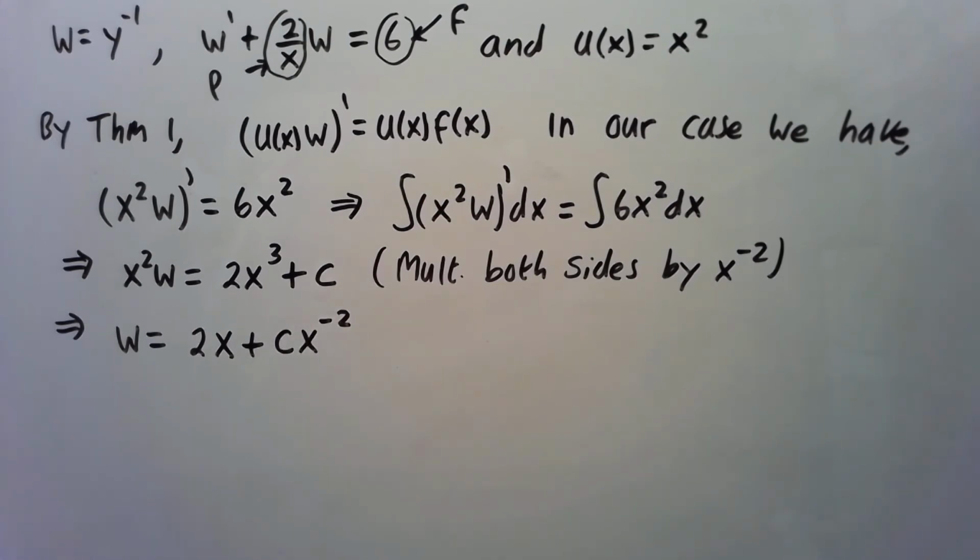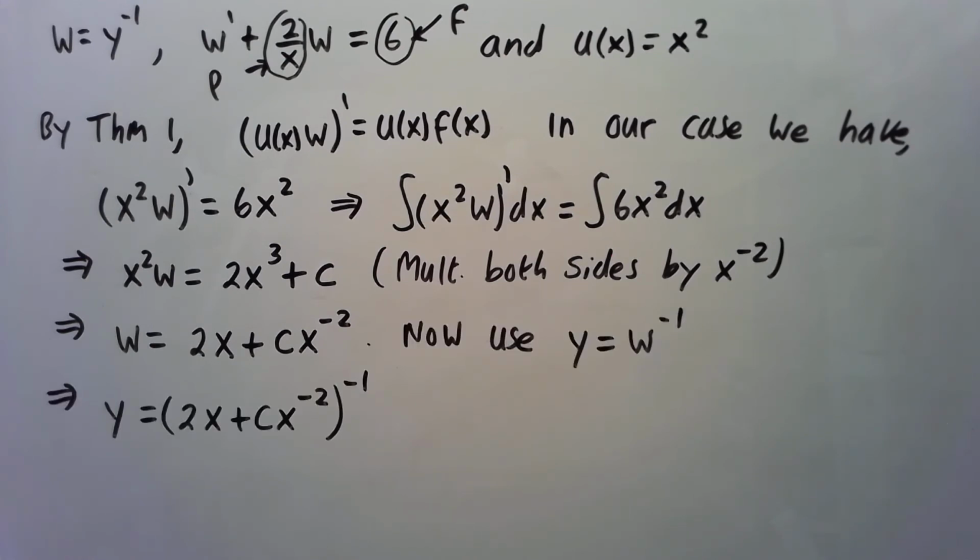Okay, but now we're not looking for w, we're actually looking for y. So let's recall up here that w equals y to the minus 1, or y equals w to the minus 1. So let's use that. We just raise this side to the minus 1. It'll become our y then. So y will be 2x plus c x to the minus 2, raised to the minus 1.